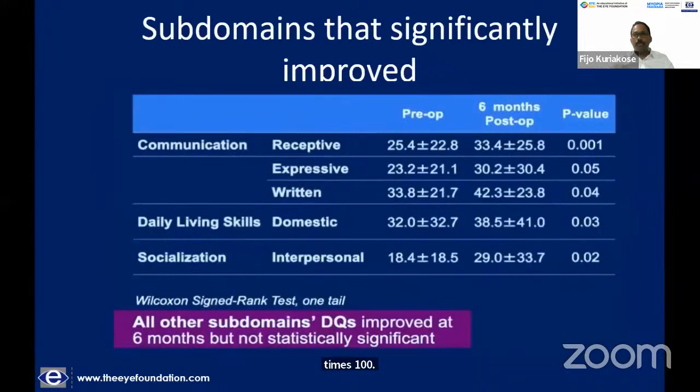They found that in this group, the children at 6 months had improvements in all these areas of development: communication, daily living skills, socialization, and these were all statistically significant values. Until now, any improvement in DQ was basically unheard of in developmental pediatrics.